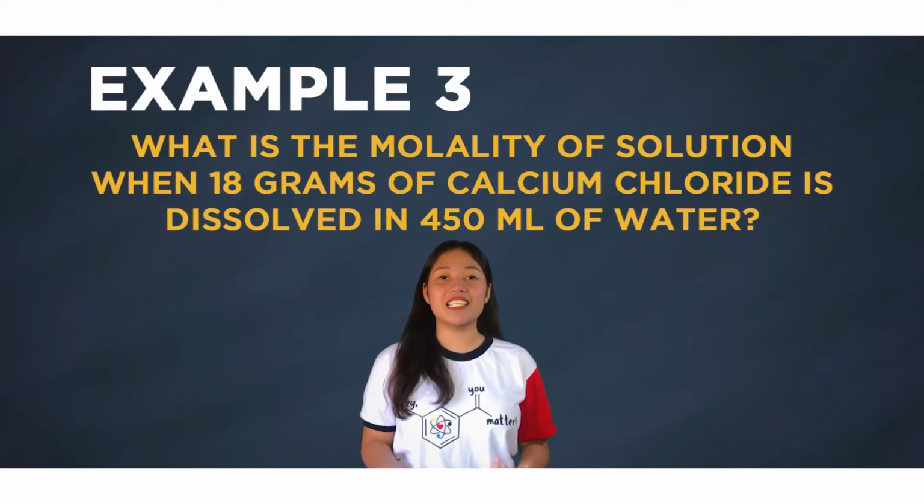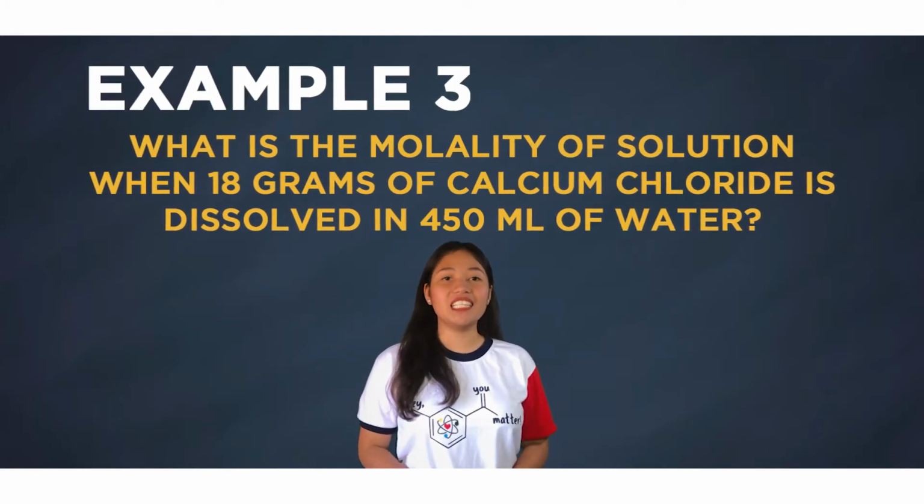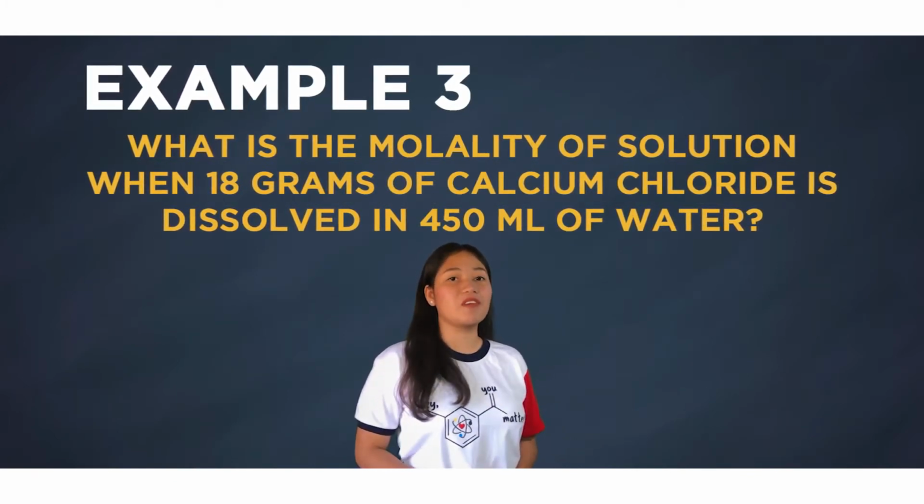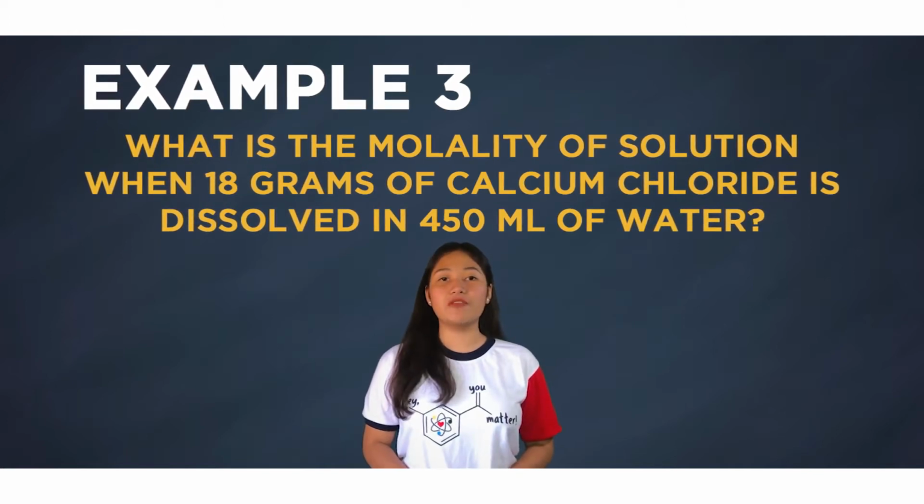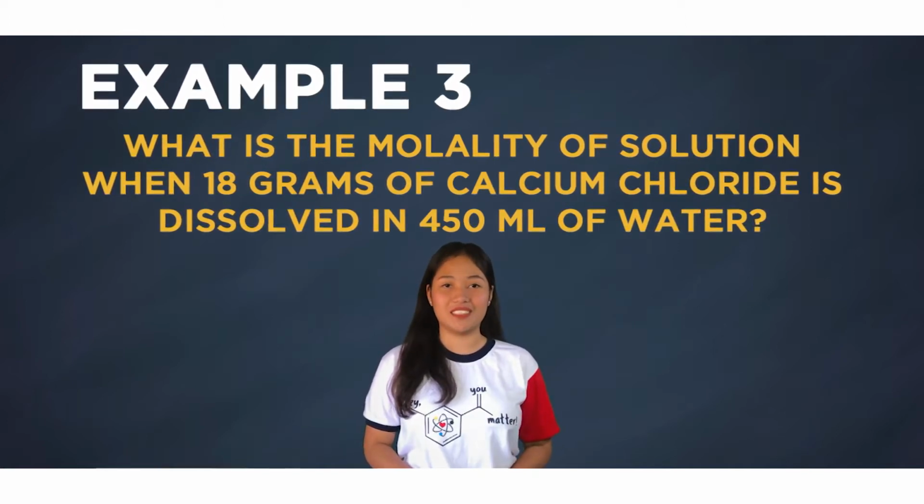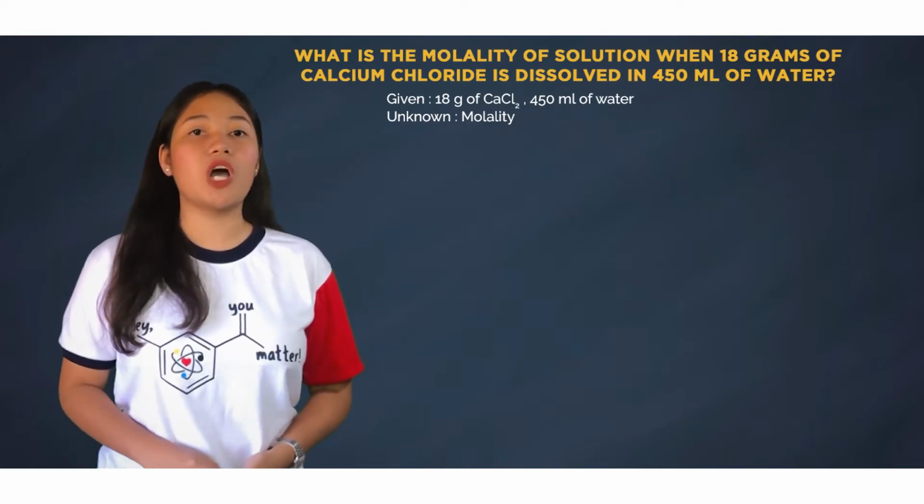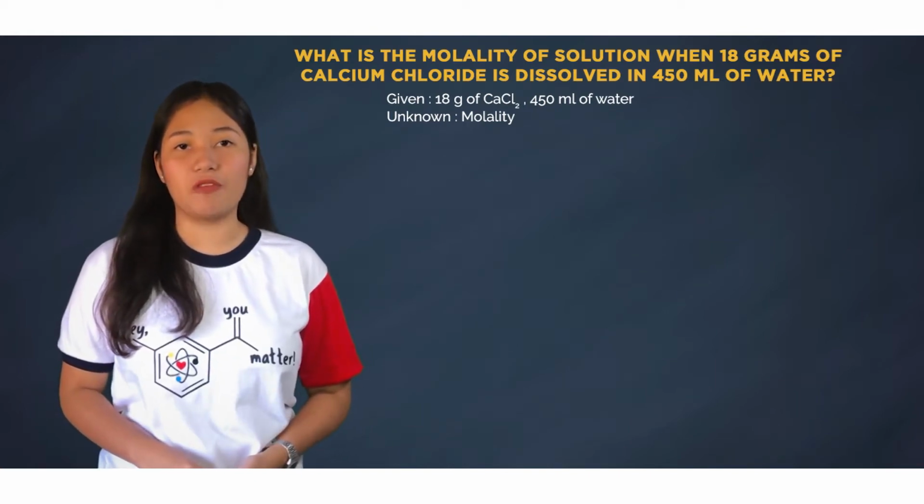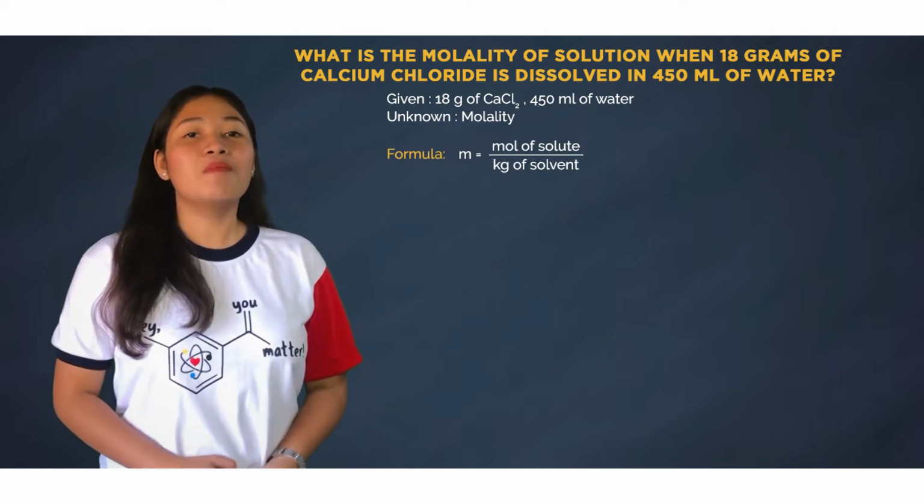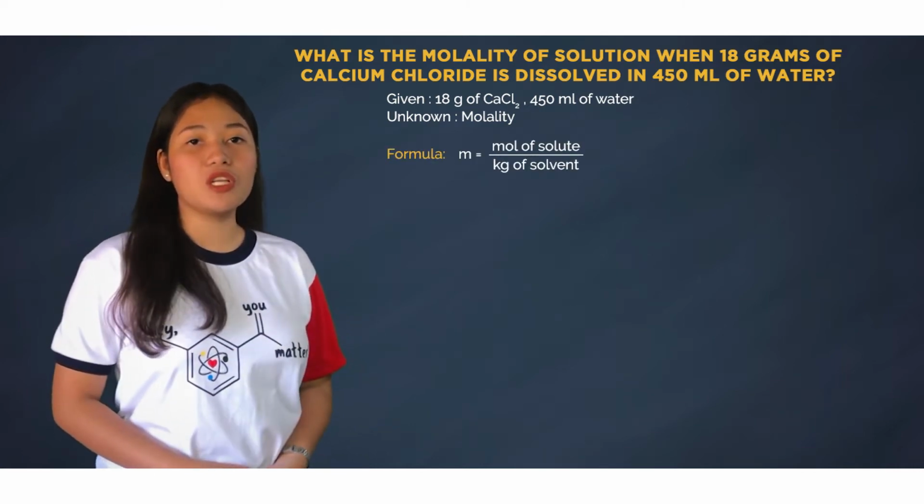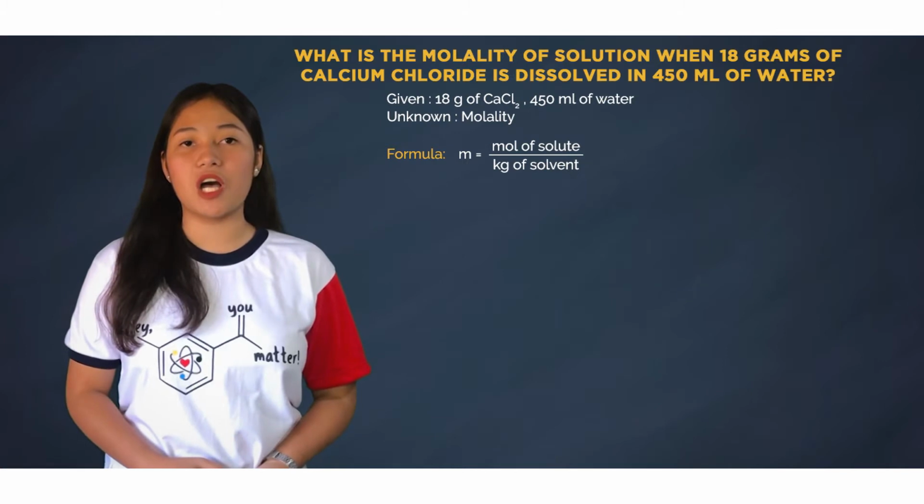And here's the last example. What is the molality of solution when 18 grams of calcium chloride is dissolved in 450 ml of water? Unknown molality. Given 18 grams of calcium chloride and 450 ml of water. Formula, molality is equal to moles of solute over kilograms of solvent.